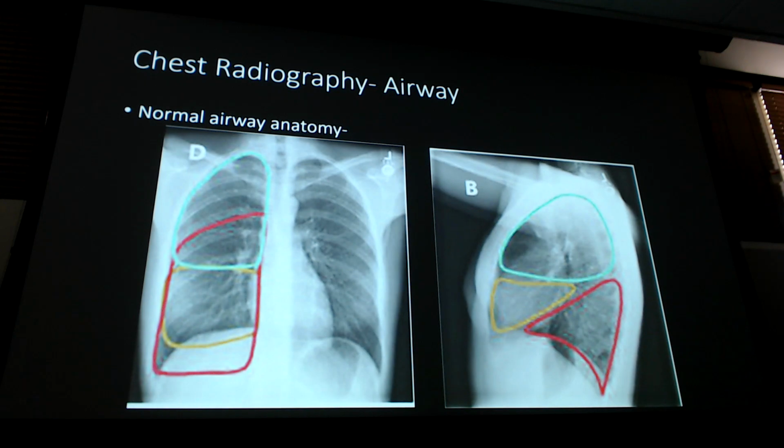You start with the PA and go, that looks weird. What's going on there? What lobe is that in? I'm not sure, like a pneumonia or something like that. Then you use your lateral to compare it and go, aha, it's in this one.